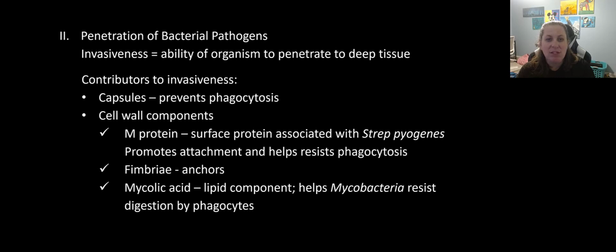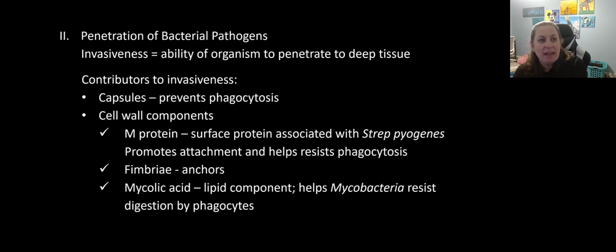Fimbriae is another one, which is going to help anchor or hold on to a surface. And then we also have the mycolic acid. Mycolic acid, remember, has a very high lipid content, and this helps the mycobacteria resist digestion by your phagocytes. So again, they can't eat them and destroy them. Okay, so this is one way.